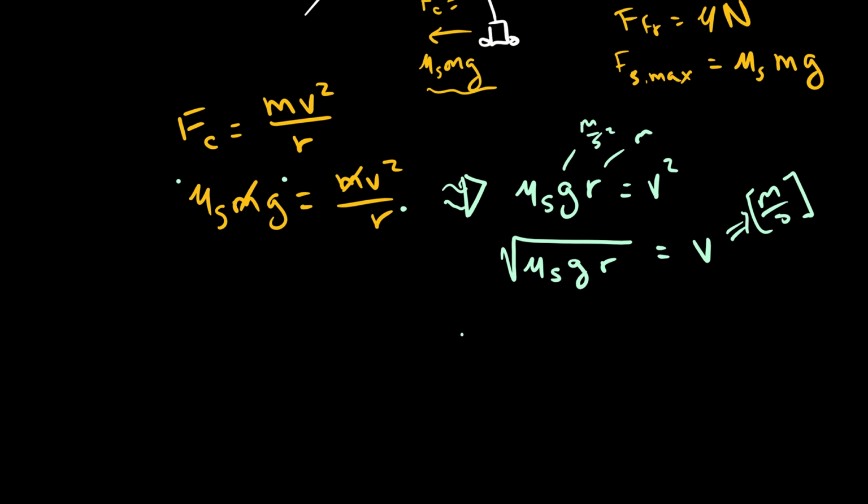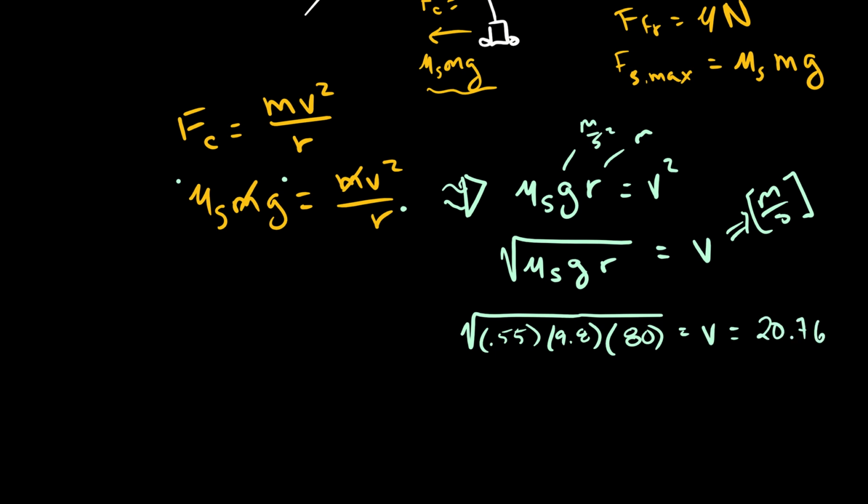So we've got the square root of 0.55, that's our mu, times 9.8, times the radius, which is 80. And we get a value of v that is 20.7765-ish meters per second, and I will round at the end after we convert to kilometers per hour. So the last thing we need to do is convert to kilometers per hour.